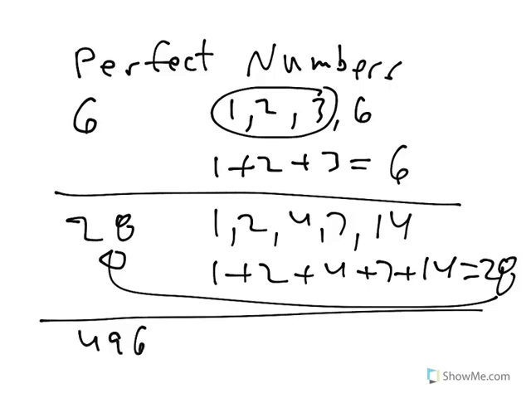And the one after that is 8,128. So the question is, how would we figure out these large perfect numbers? And what is the next one? So I'm going to teach you that.